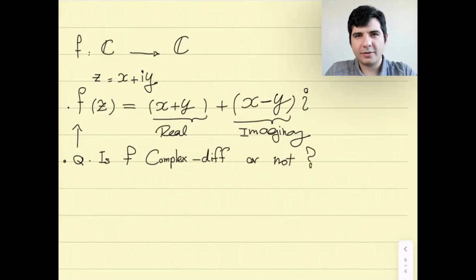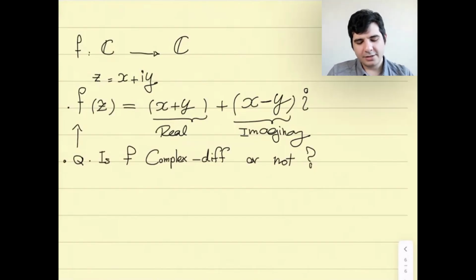Well, if you're not already familiar with this, I'd like you to pause here, think about this for a minute, decide if you think this is complex differentiable or not, and maybe write that in the comments or write it for yourself, and then watch the rest.